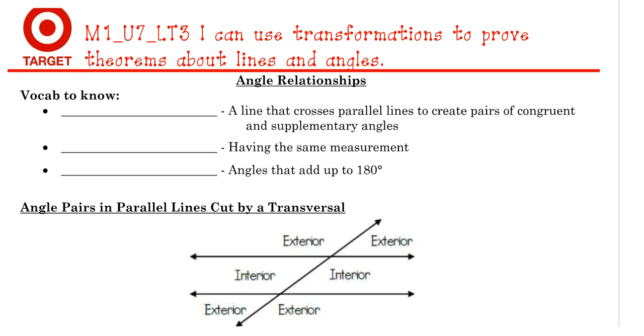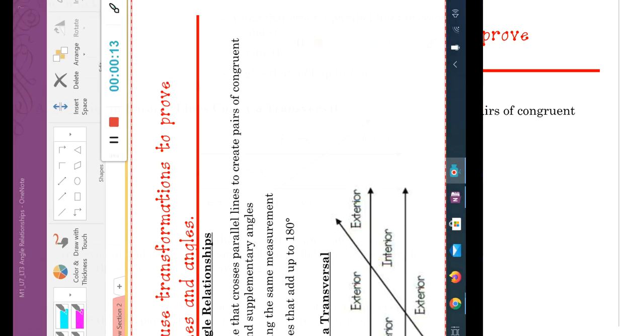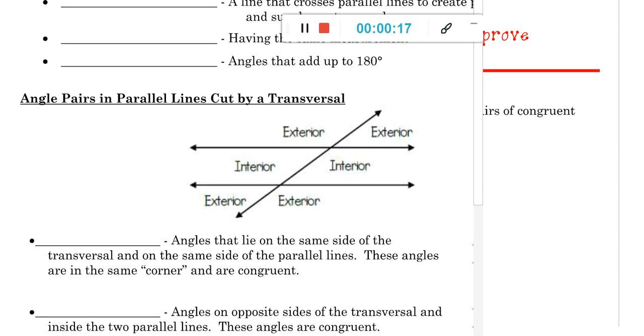Hello, today we are going to be looking at Learning Target 3 from Unit 7, which is I can use transformations to prove theorems about lines and angles. And we're going to be looking at the angle relationships that are formed with parallel lines when we have a line that cuts through that.